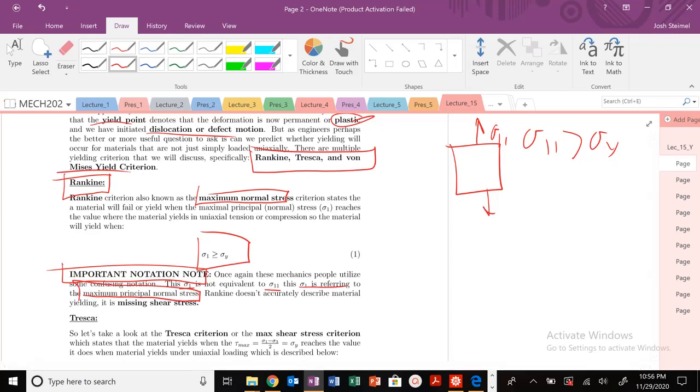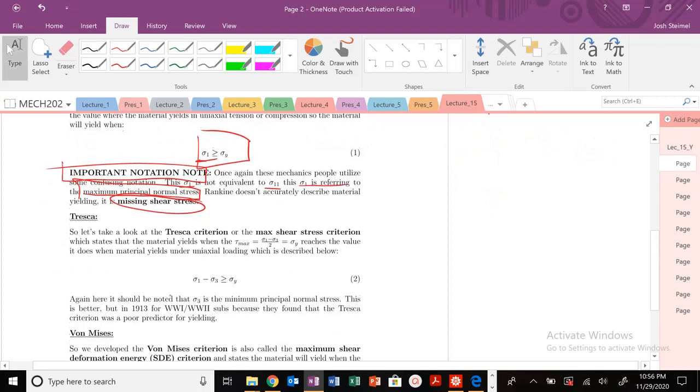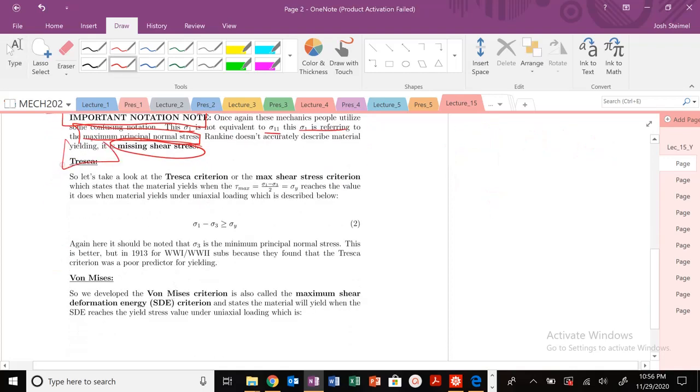This criterion is perfectly valid, but it failed to describe how metals fail, because metals typically will fail when our shear stress is maximized. So you can see in this criterion, we're missing the ability to describe shear stress. Another criterion, Tresca, tried to take that into account. The Tresca criterion is also called the maximum shear stress criterion, because that yielding criterion says that when my sigma 1 minus my sigma 3 is greater than my yield strength, that's when it's going to fail.